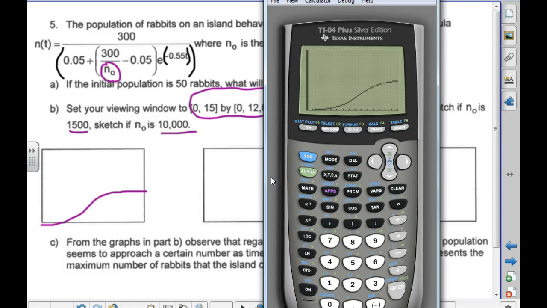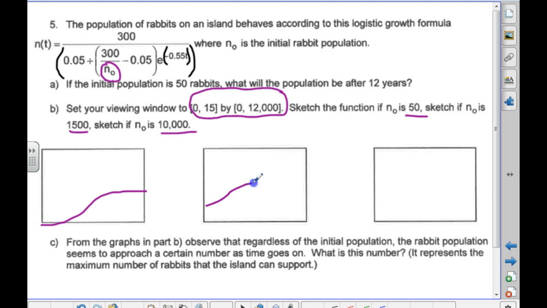Then what are we supposed to change for the second graph? Okay. So instead of introducing 50 rabbits, we're supposed to put in 1,500 on this island. So I need to insert, which is second delete, a 1, and then back here is 0. Because I really don't want to have to retype all that. Now, the population still grows, but it starts up much higher, right? Okay.